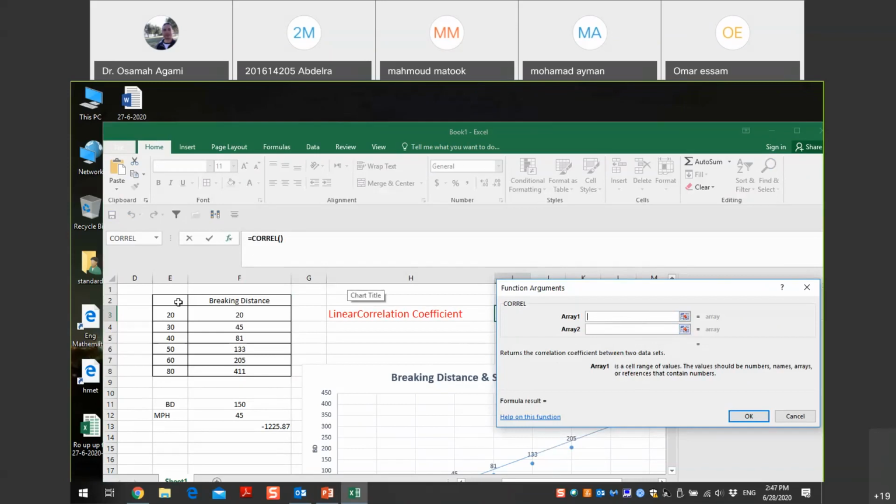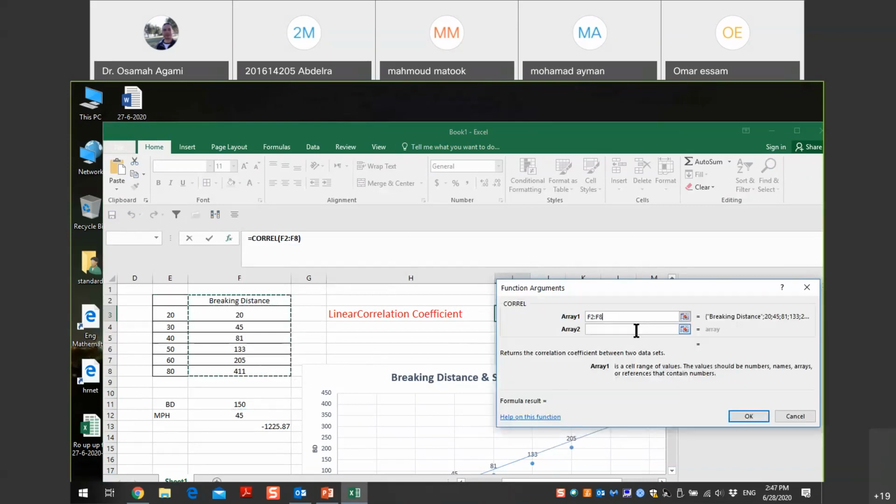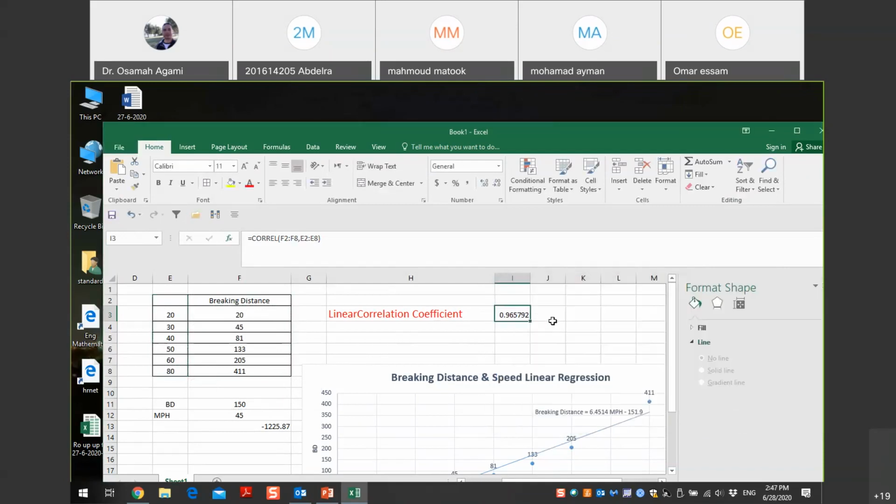Let's go for the first one. Y. I'll go for the braking distance. Now I'll go for this one. I delete the M and it will not write anything for me here. So I will leave it blank here. Press OK. Now it gave me the correlation coefficient, right?